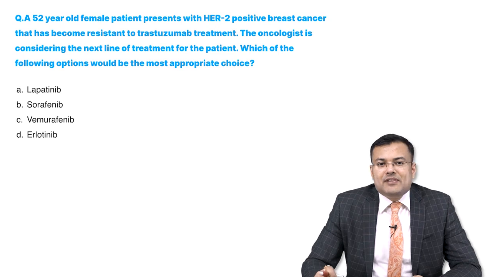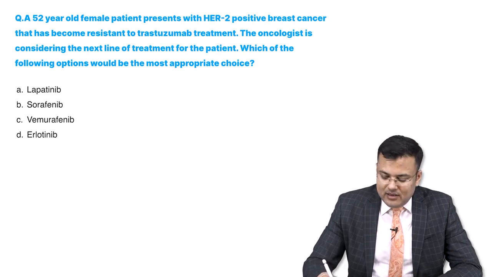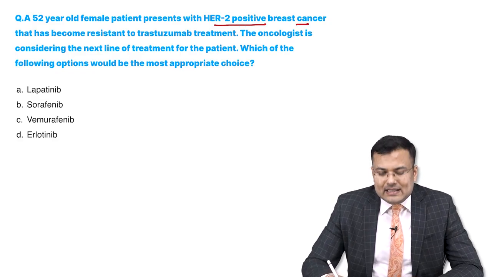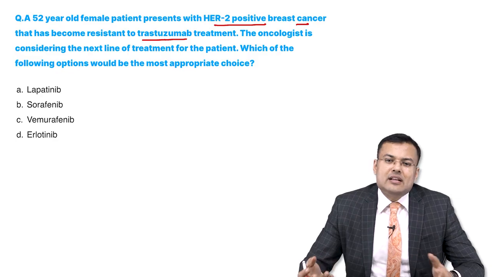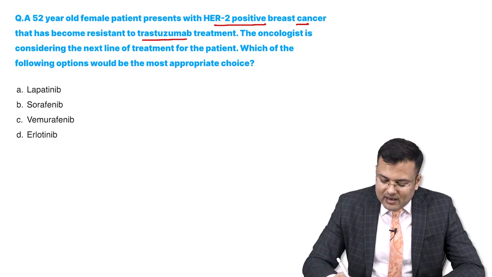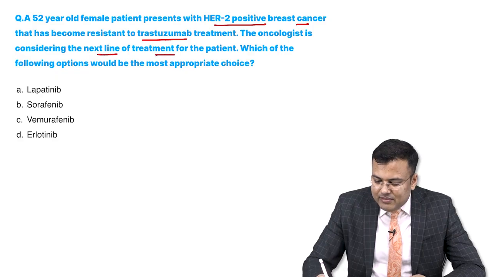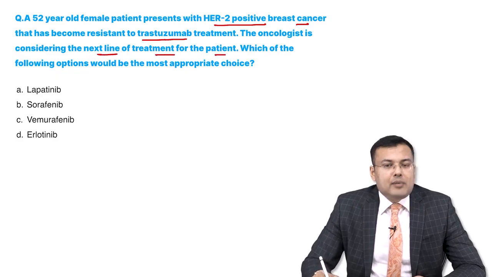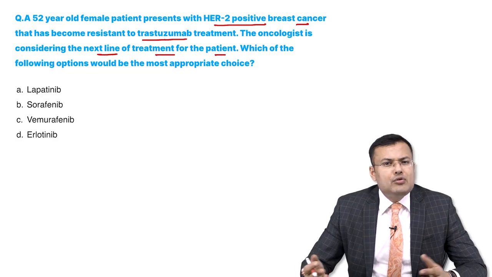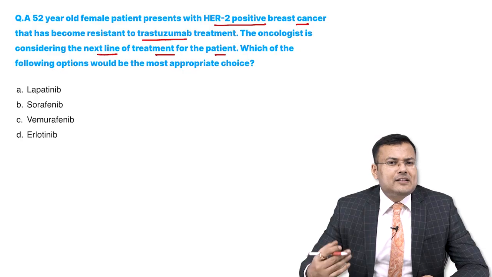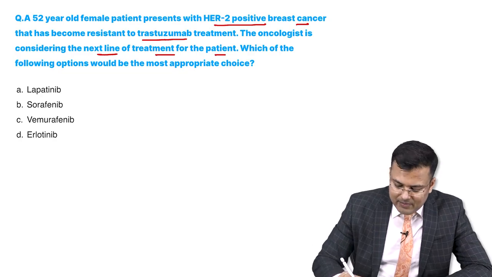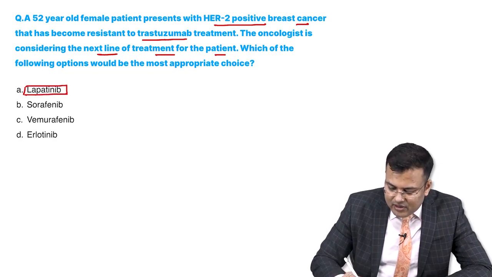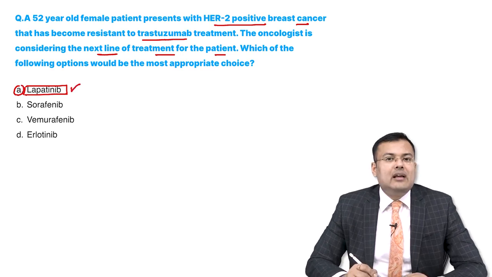Next question, you can see 52 years old female presents with HER2 neu positive breast cancer and has become resistant to trastuzumab, because for HER2 neu the first line agent is trastuzumab. The oncologist is considering the next line of treatment. Which of the following options would be the most appropriate choice? For HER2 neu positive breast cancer, first line agent is trastuzumab or Herceptin, and the second line agent is lapatinib.